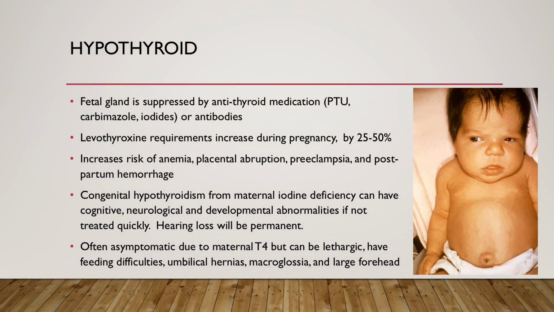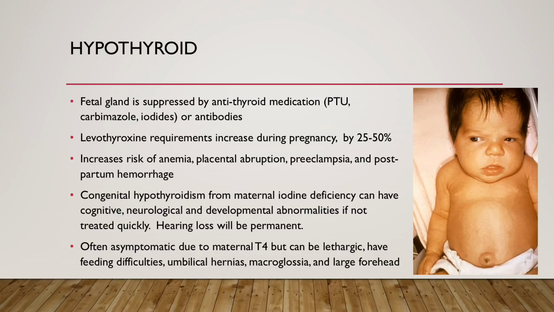The next teratogen is actually hypothyroidism. Hypothyroidism in the fetus or in the newborn is usually when the fetal gland is suppressed by antithyroid medication that the mother is taking. So PTU, carbimazole, iodides, or maternal antibodies to the thyroid gland. During pregnancy, there is an increased requirement for levothyroxine, just based on how much of the hormone is actually available and how hormone-binding globulins are affected during pregnancy.